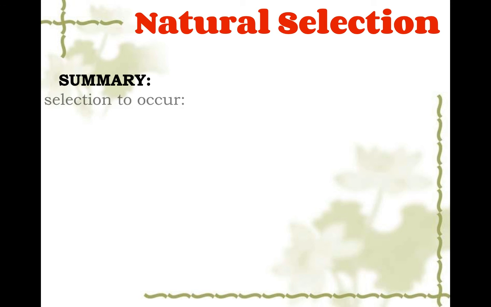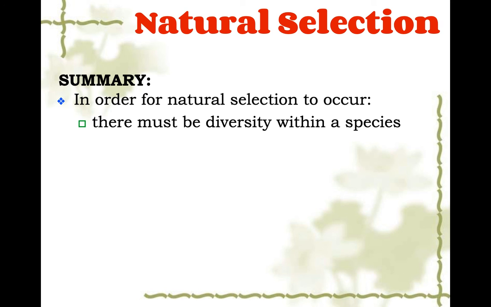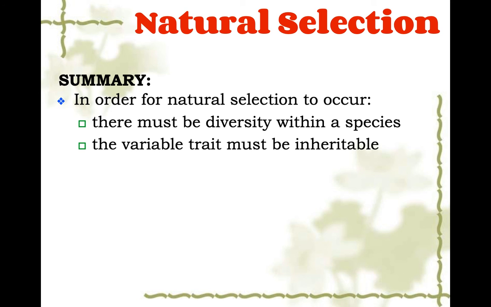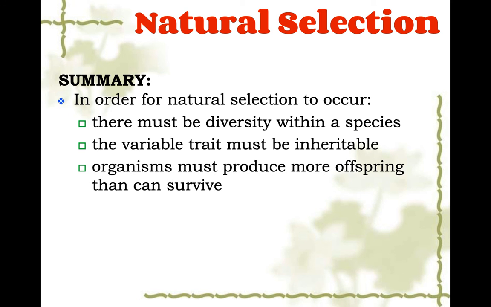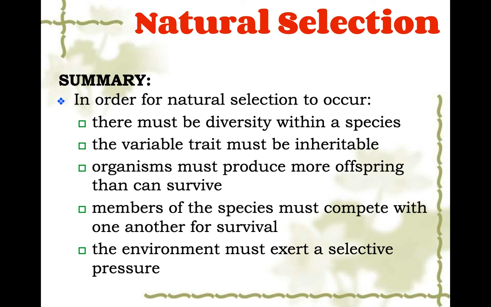So, in summary, in order for natural selection to occur, there has to be diversity within a species. The variable trait must be inheritable. Organisms must produce more offspring than can survive. Members of the species must compete with one another for survival. And the environment must exert a selective pressure. So, that is the idea of natural selection as it applies to evolution.